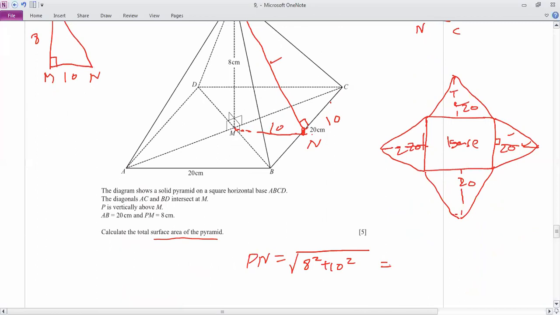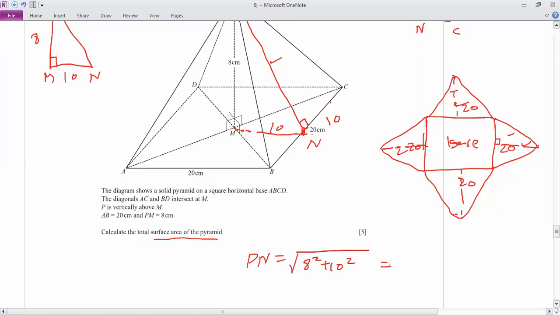Calculate and keep the answer in the square root form. Don't change it into decimal. If you have to use something next, never change it into decimal. Try to keep it in decimal or in fraction or in square root form. Okay. So square root of, 2 square root 41.